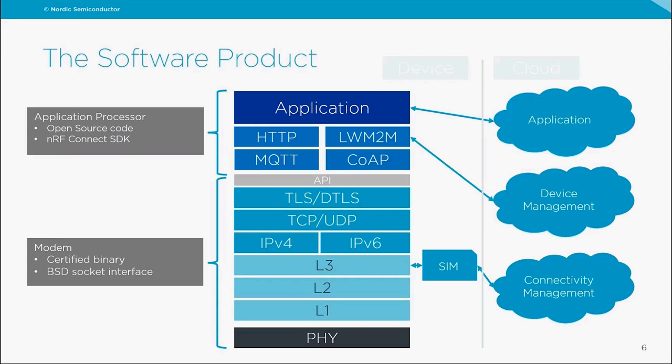On the nRF9160, the embedded firmware is split into two parts, running on the application processor and running on the modem. The application is what you develop with the SDK that we're going to talk about today, and includes the API that you talk to the modem with. So it has some communication protocols on top of the BSD sockets to the IP stack, and it has some management functions for the connectivity, and then of course, most importantly, the application that you develop yourself.